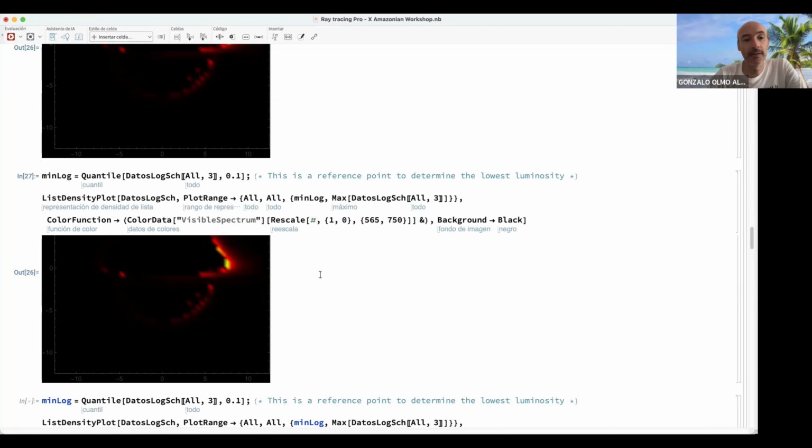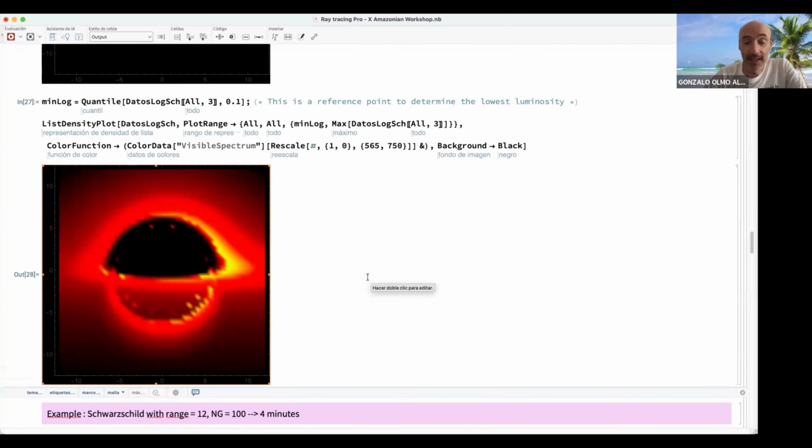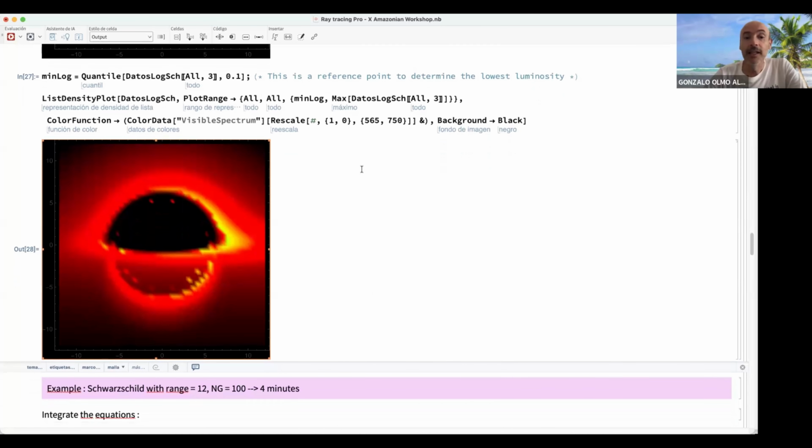let me see if it shows up. It's here. Okay. Now the same set of data in logarithmic scale is now showing more clearly the structure of the intensity profile. Okay. This really looks like a black hole with an accretion disk, right? And we know the different elements.